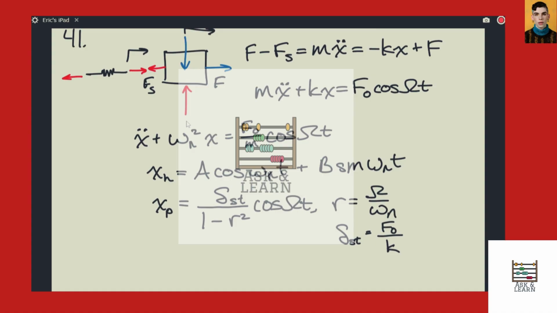Anyway, our total solution is a homogeneous solution plus our particular solution. One thing you need to be careful about is that we need to solve for A and B using the total solution, not the homogeneous solution. These will be different if the particular solution isn't 0. So we need to make sure that we apply the initial conditions to the total solution x.